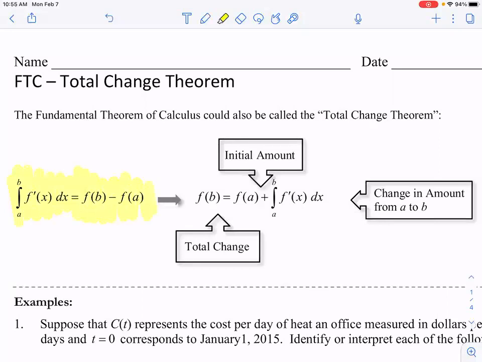Are you okay with the integral from a to b of f prime of x dx is f of b minus f of a? Makes sense, right? It's the fundamental theorem of calculus. Instead of little f and big F, I used f prime and f. Do you agree that f is the antiderivative for f prime?